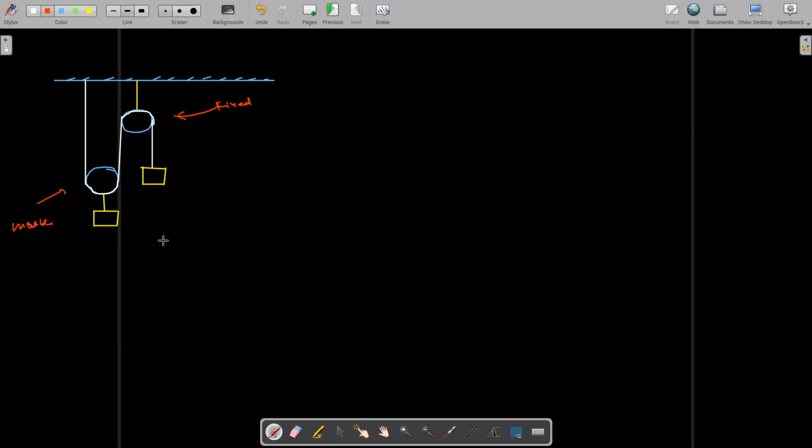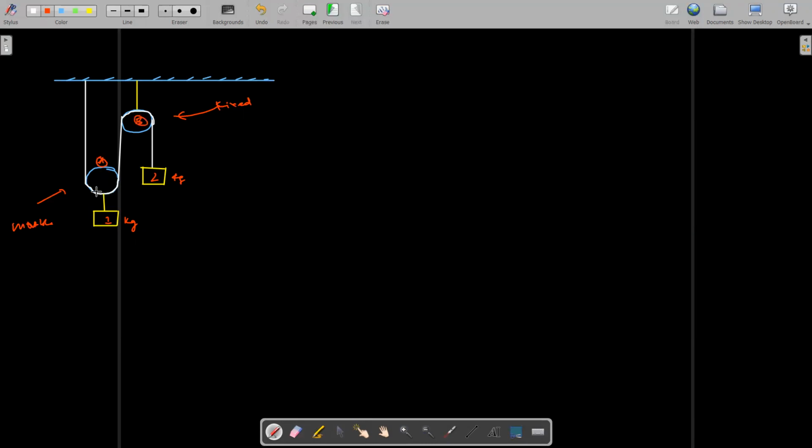Okay, let's say there are two masses connected to these pulleys. Let's say this is a 1 kg one, and this is a 2 kg one. Let's see how the system works. The first pulley, let's call it pulley A, and let's call this one pulley B.